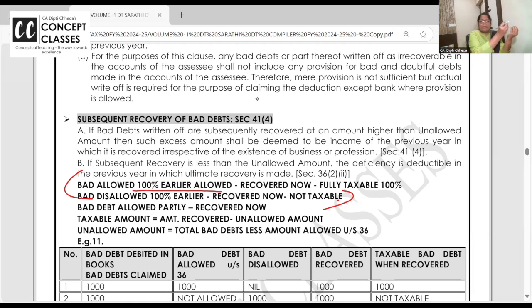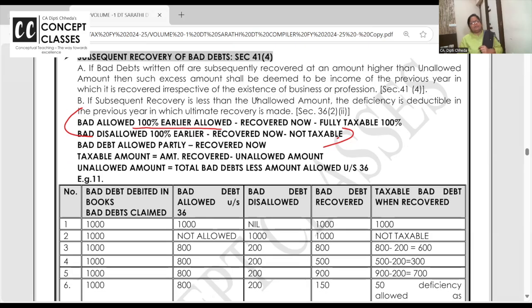I have to put bad debt account debit to party 10,000. Department allowed. After 3 years, you paid me 3,000. Bad debt is recovered. Then it is business income. If bad debt is recovered, and bad debt was debited in the books and allowed also, now recovered, it's business income.